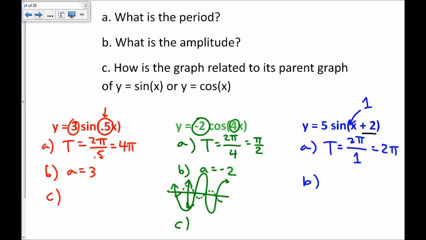B, the amplitude is this number, 5, and so it's been stretched vertically by a factor of 5. And C, how's it related to the sine graph? Well, it's been shifted to the left 2 units and has been stretched vertically by a factor of 5, or has an amplitude of 5.